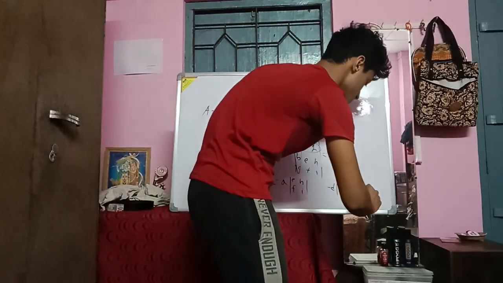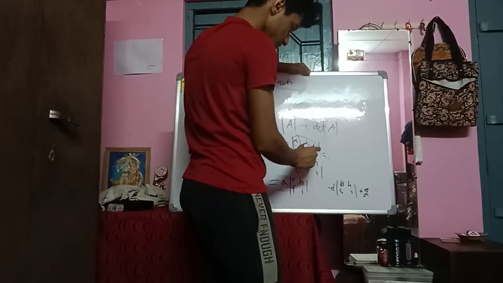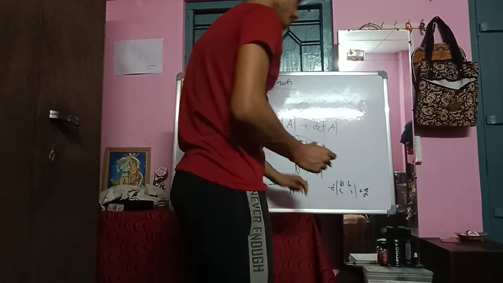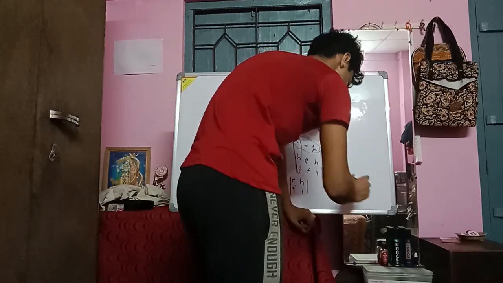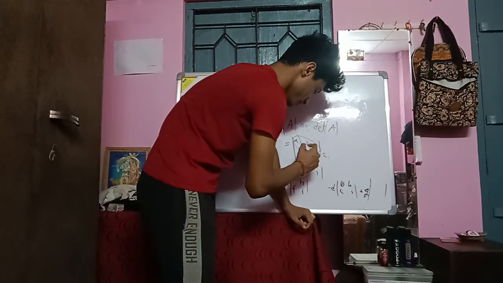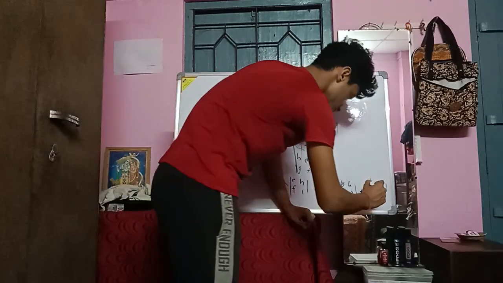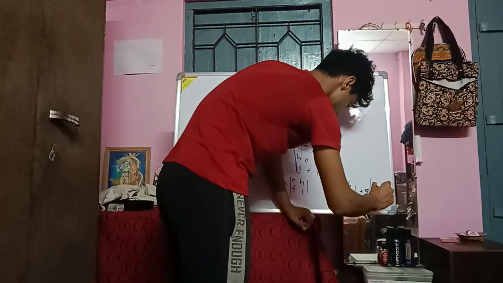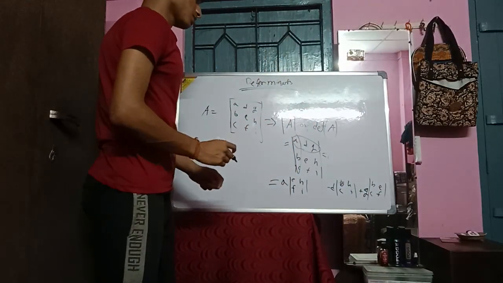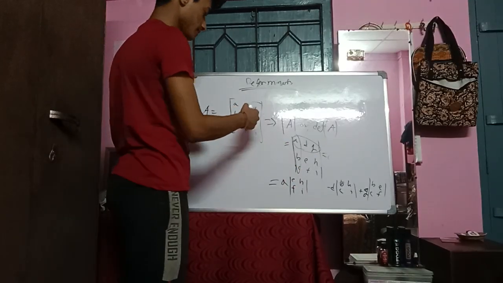And we are going to do the same with element G as well. G is part of the third row and the first column. So we are going to exclude these two, and what we are left with is B, C, E, F. We are going to form a determinant with that. And this is the value of this 3 by 3 matrix.